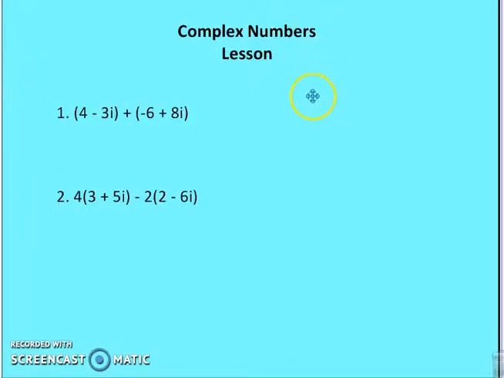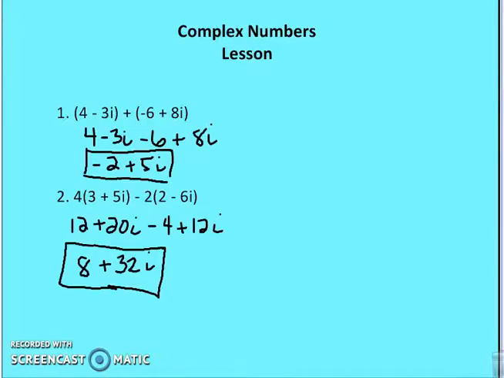All right, I'm going to allow you to do these on your own. I'm going to give you a moment, and then I'm going to come back and show you the answer. All right, so these are the answers. Again, distributing the bottom, combining like terms, simplifying.